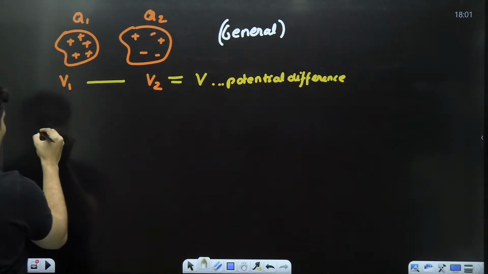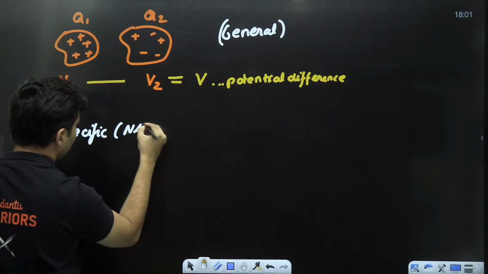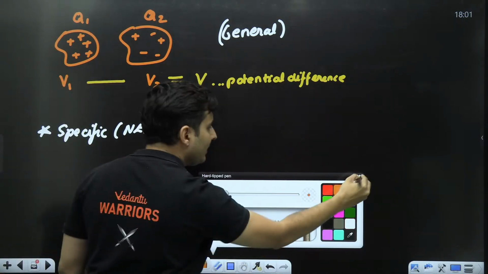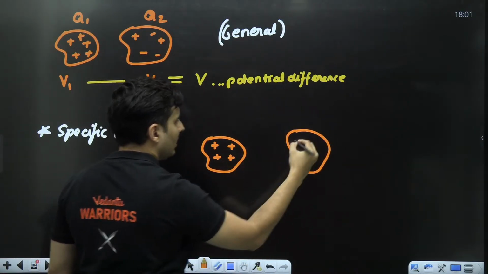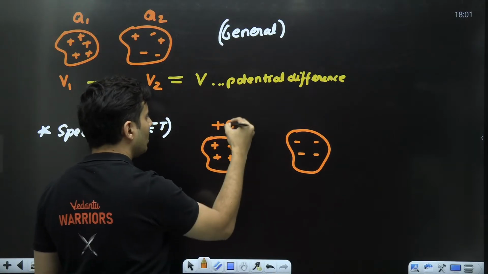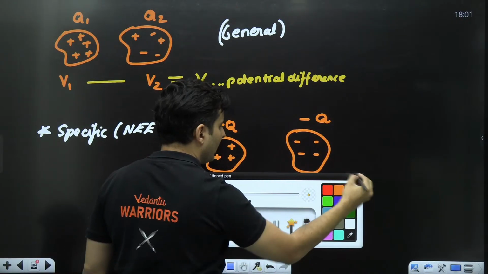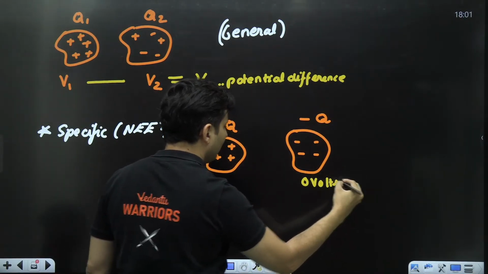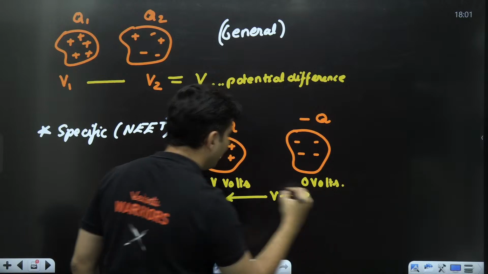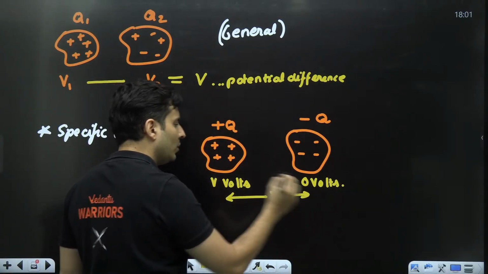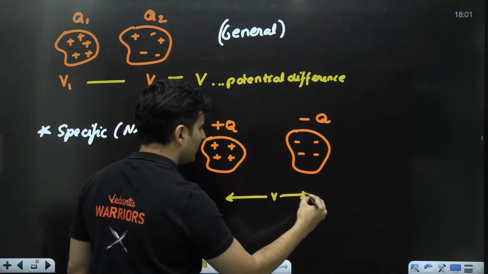But if you talk of a more specific case, which we generally use in the NEET syllabus, what we usually see is that our capacitors will be something like this. One will have some positive charge, the other will have exactly the opposite amount of charge. So if this is plus Q, this will be minus Q. And if one is, for example, 0 volts, this will be V volts. Hence the voltage difference will be V. You can take V0, V by 2, minus V by 2, whatever you want, but the main thing is the voltage difference is V volts.